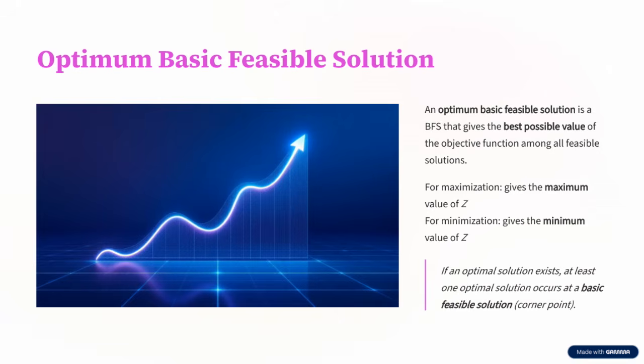For maximization problems, it provides the highest value of z, and for minimization problems, it gives us the lowest value of z. An optimal basic feasible solution, then, is simply the best basic feasible solution among all solutions that satisfy our constraints. It's the one that yields the most favorable value of our objective function, either maximum or minimum, depending on our goal. So, understanding this connection between basic feasible solutions and optimal solutions is fundamental because it streamlines the process of solving these problems efficiently. Instead of exploring an infinite set of solutions, we focus on these critical corner points to find our optimal value.